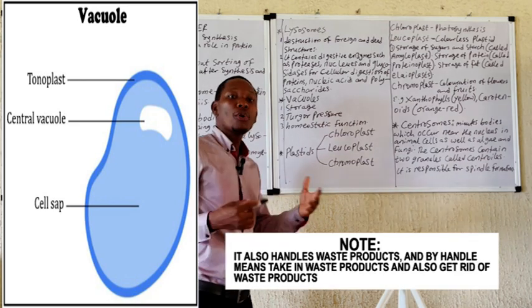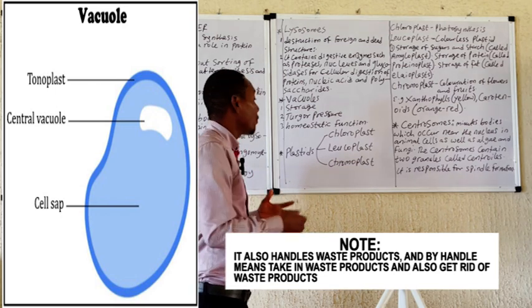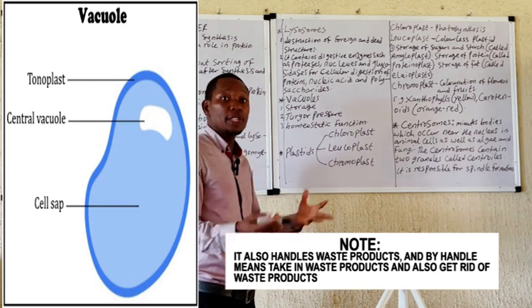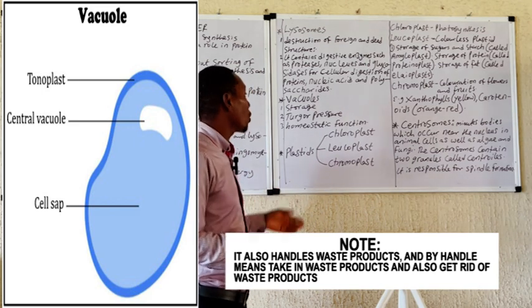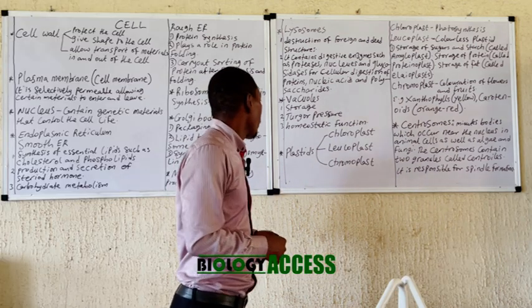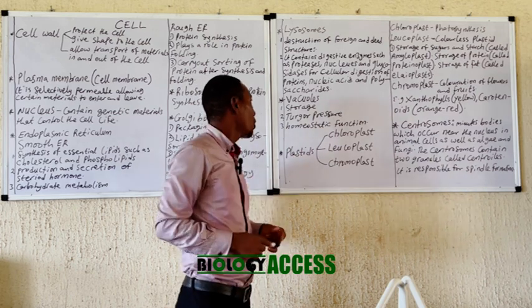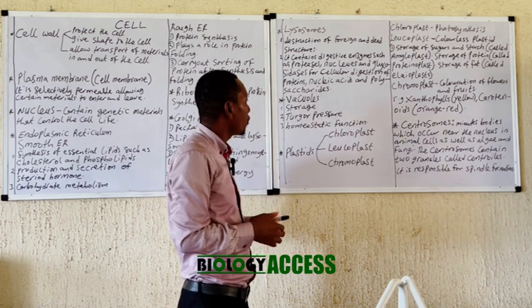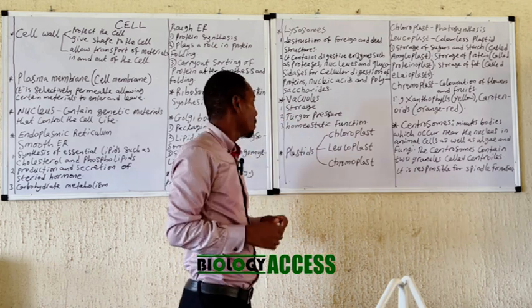Storage. Store, in some cases, very essential material. They provide turgor pressure, especially in plants where they are large and build pressure in the plant. They also carry out a homeostatic function. The next structure is the plastid. Well, take note of the structure of the vacuole as well as their function.